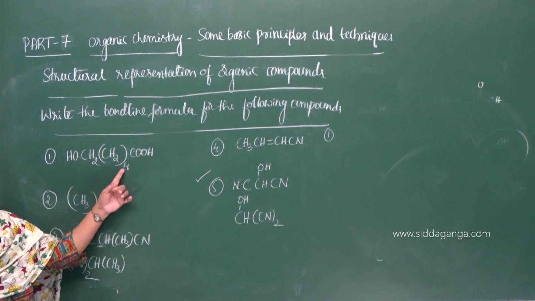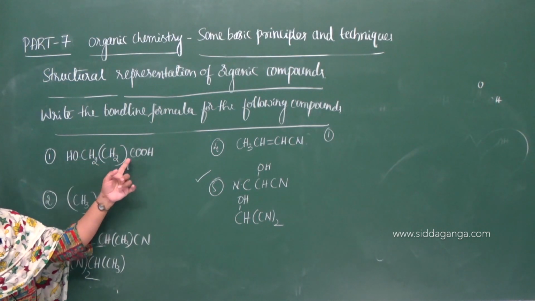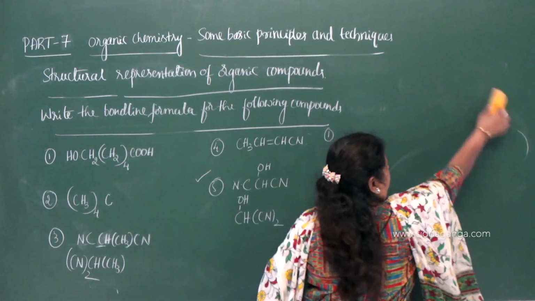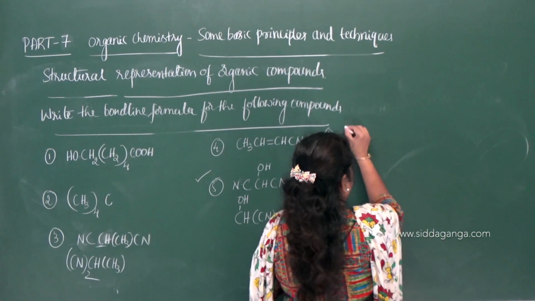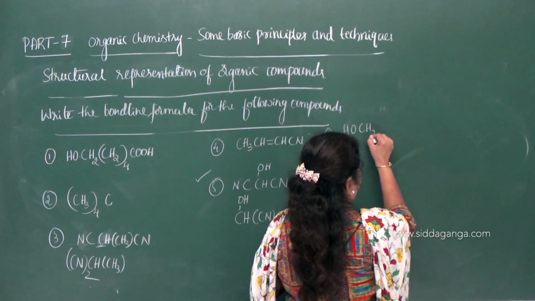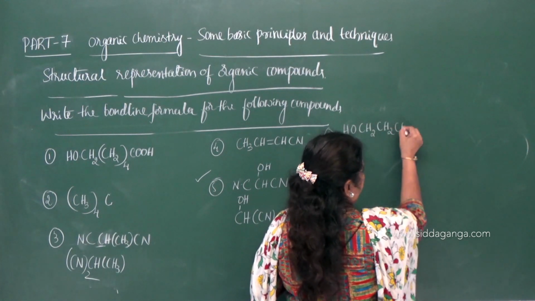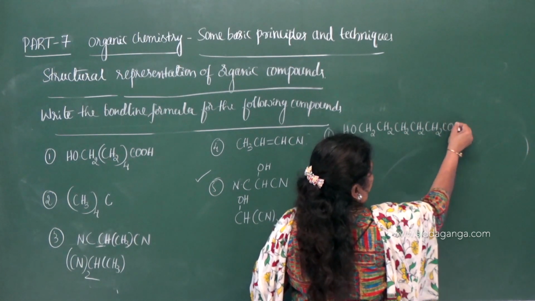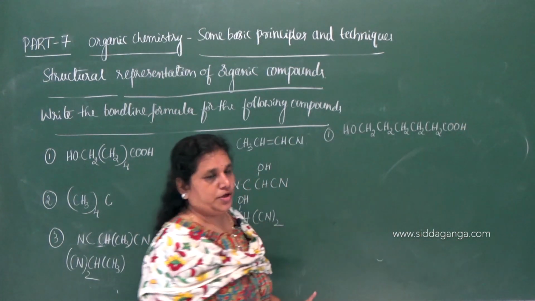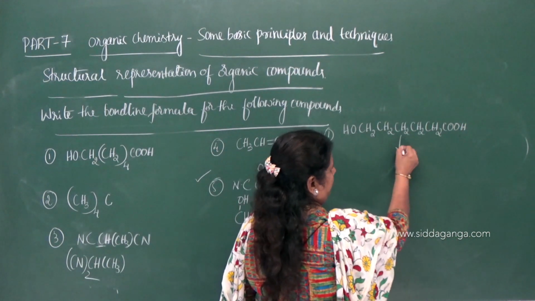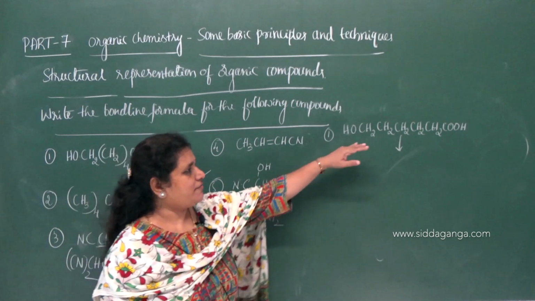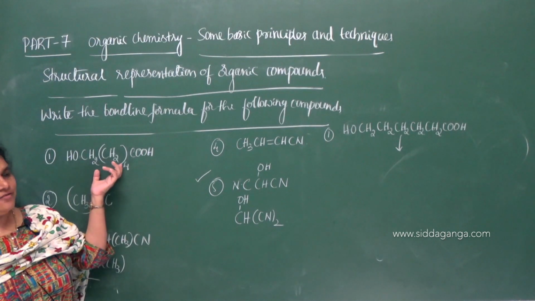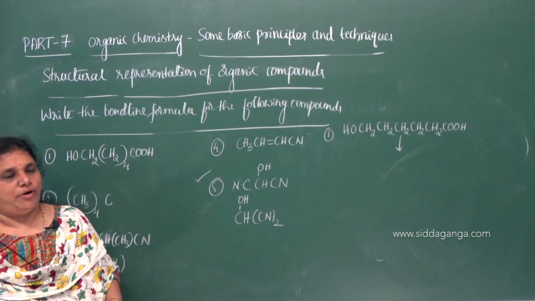So total number of carbon atoms: 1 plus 4 plus 1, total 6 carbon atoms. If you want, you can represent it in this form: OH, CH2 four times, then COOH. Now represent it in bond line formula. This formula can be written in the form of a condensed formula, and for that we can write the bond line formula.